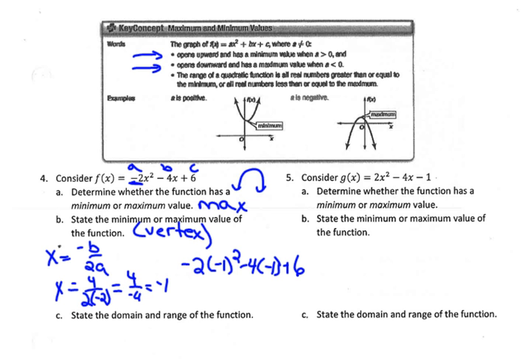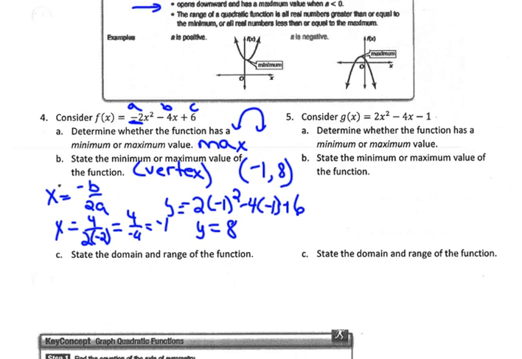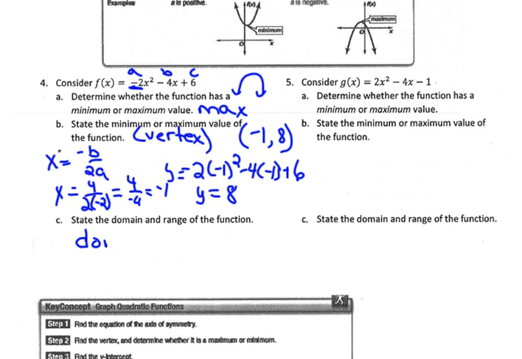So this is your x, this is going to be the y, and when I put that in my calculator, I got 8. So my maximum value is the point negative 1, 8. State the domain and range. Your domain for these should always be all reals. Now, my range, because this is a maximum, it means y has to be less than or equal to the value that I got here, 8.